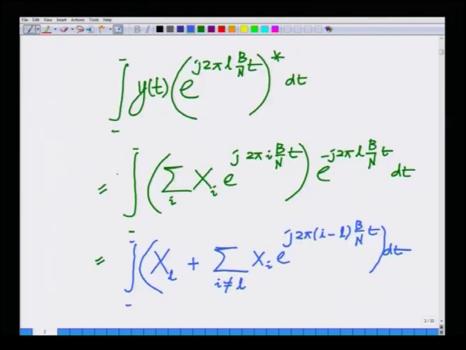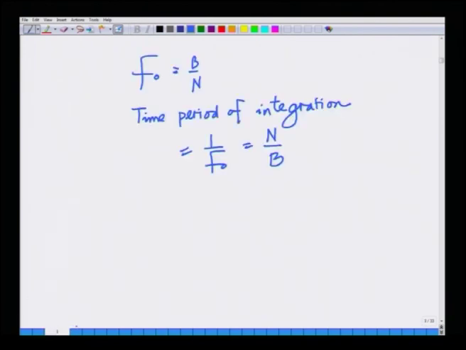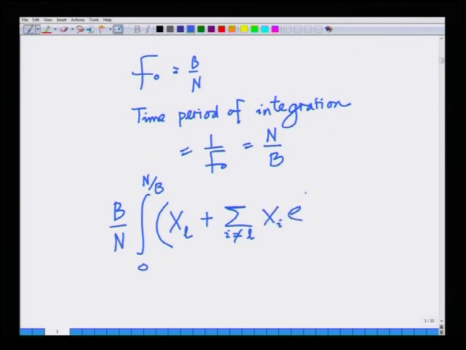I will write this demodulation now simply as b over n, that is 1 over T times the integral from 0 to n over b of x_L plus summation i not equal to L, x_i e to the power of j 2 pi (i minus L) b over n t dt.